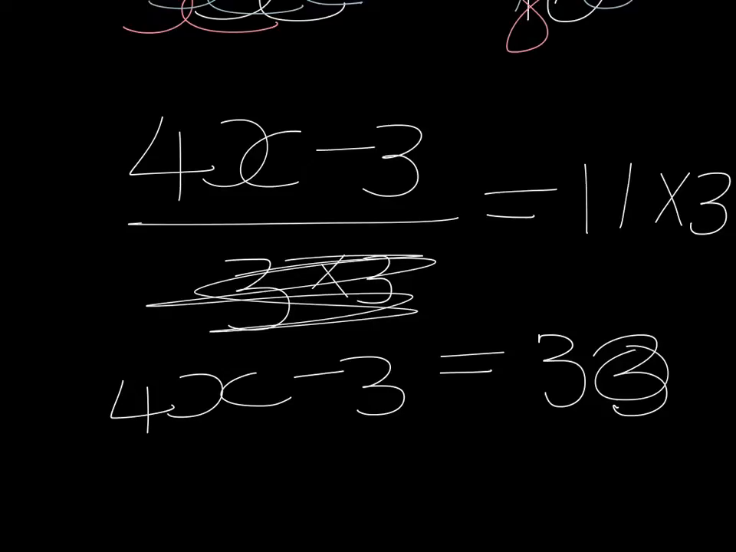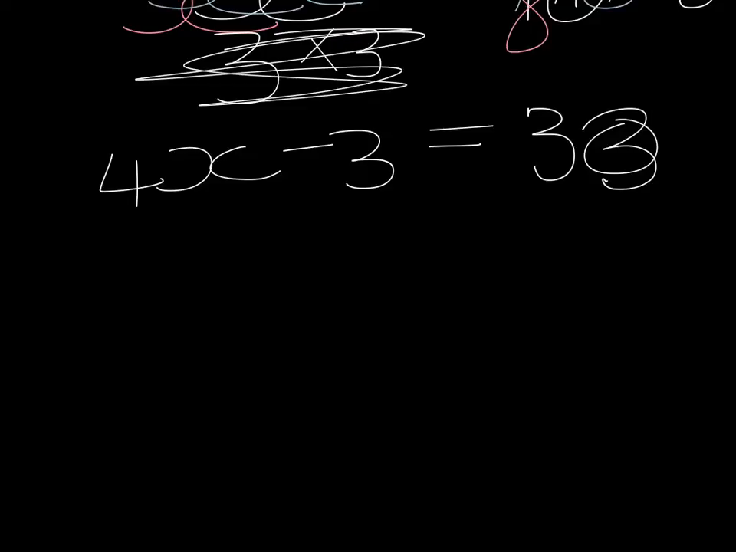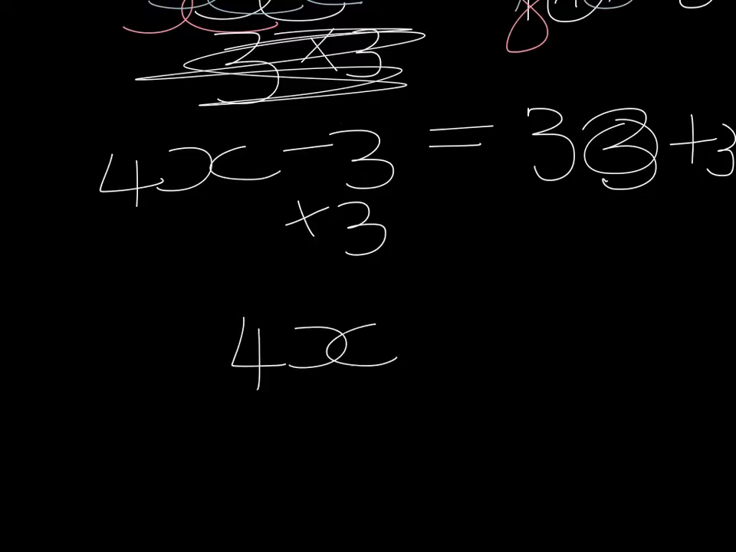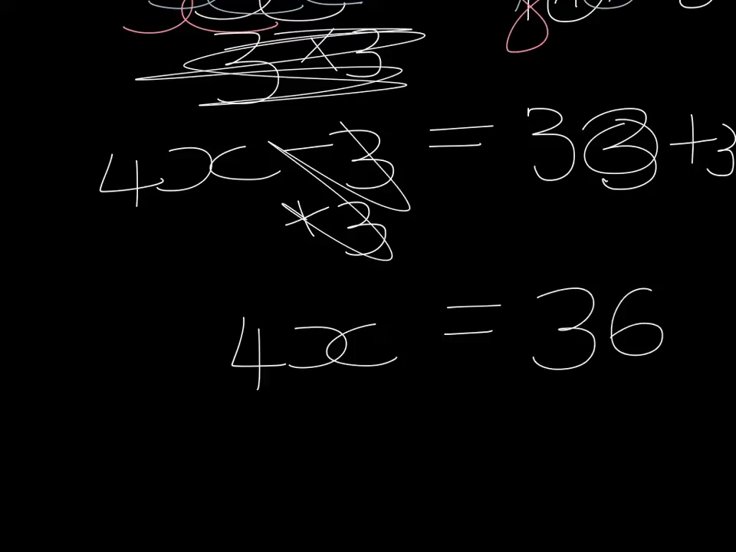Okay, now let's move up a bit. We've got to get rid of our, what do you think we've got to get rid of next? The negative 3. How do we get rid of negative 3? We add 3, which means we've got to add 3 on this side. So now we're left with 4x. We got rid of those. And we've got 33 plus 3 is 36.